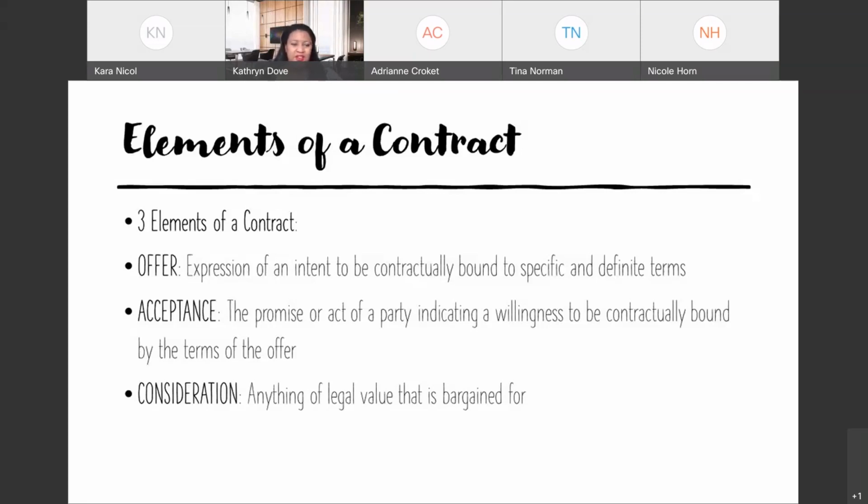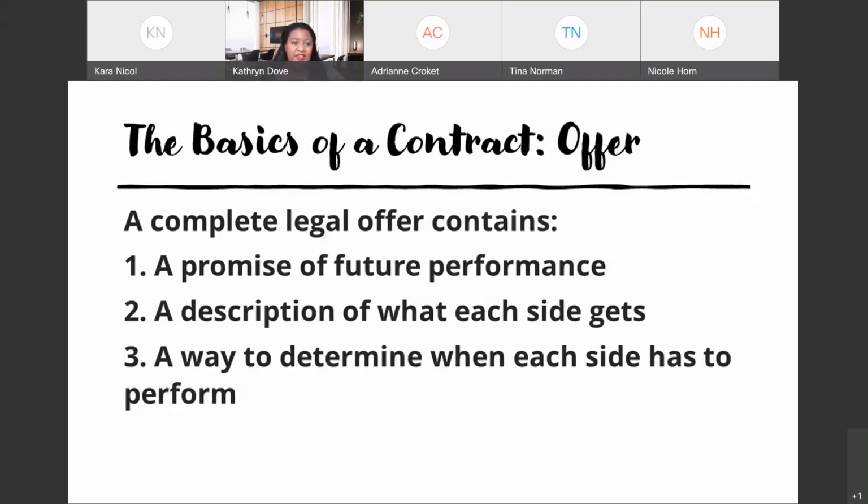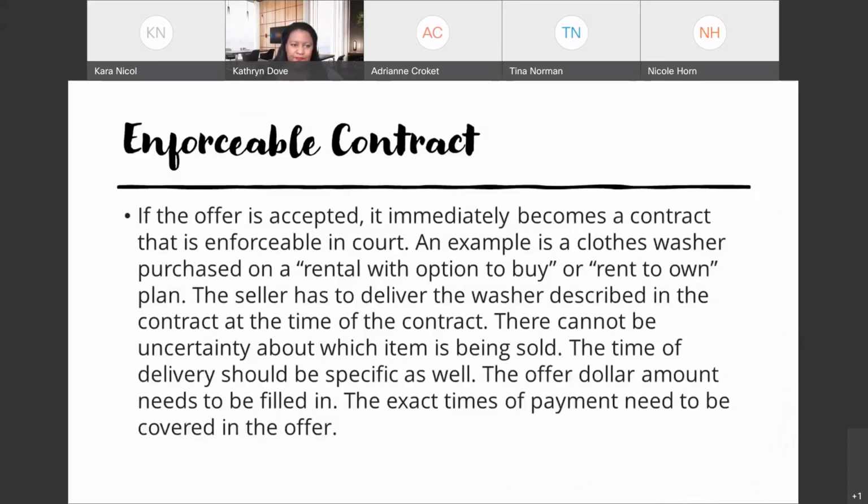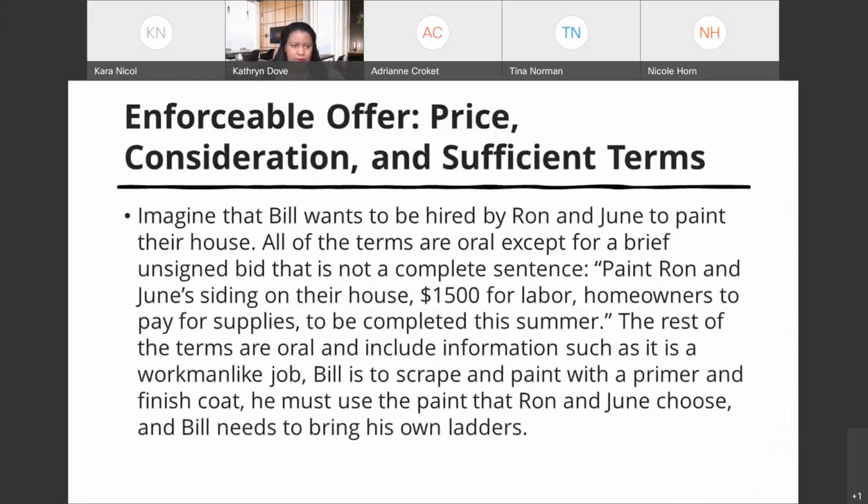So the first thing is knowing what is a contract, what's happening here. It's offer, acceptance, and consideration. And again, it would be ideal if you could get that in writing, especially as legal professionals. And that's what we're going to be looking at in our Module 1 assignment. Let's talk about this. Enforceable offer, price, consideration, and definite terms.